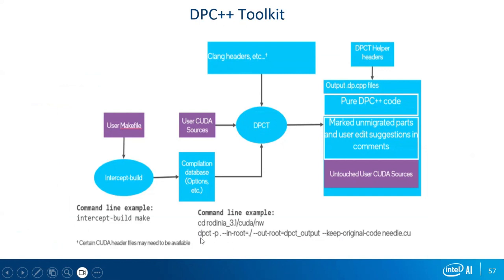We'll be seeing an example use case of this. So dpct -p in root and keep original CUDA code. This is one of the ways we can specify dpct and then pass in the arguments, where the in root contains the in root of all the CUDA code, including the CUDA headers as well, and the output where you want the dpct output.